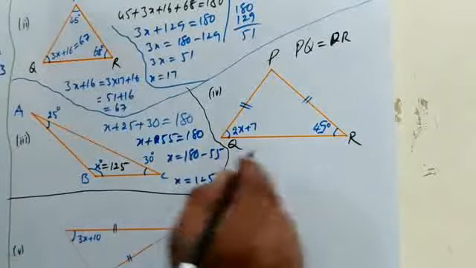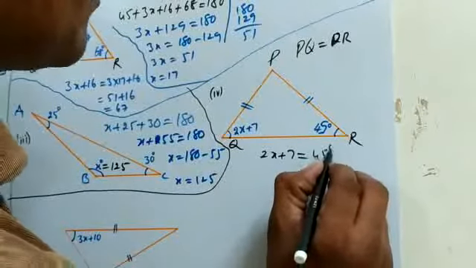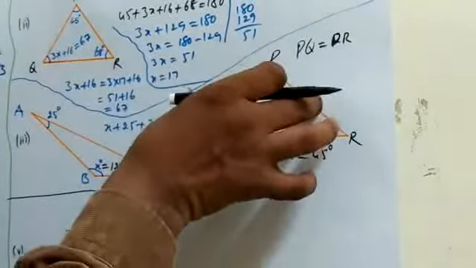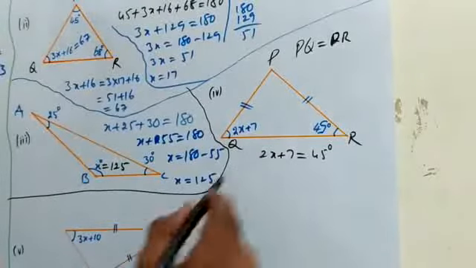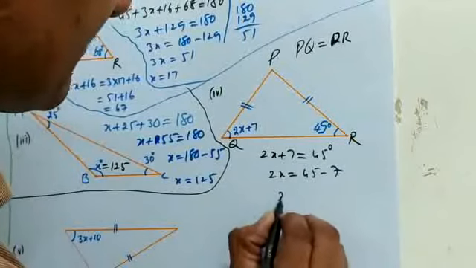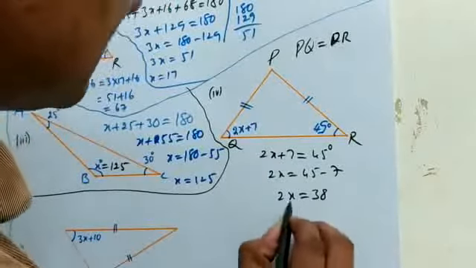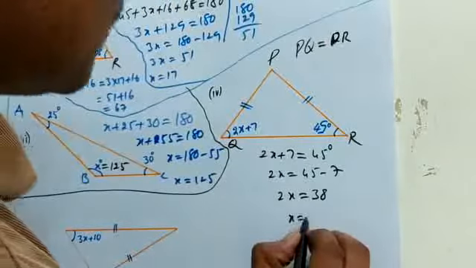Therefore, 2x plus 7 is equal to 45. Two sides are equal, two angles are equal. That means 2x is equal to 45 minus 7. Therefore, 2x is equal to 38, so x is equal to 19.